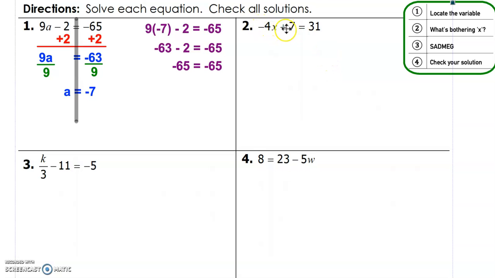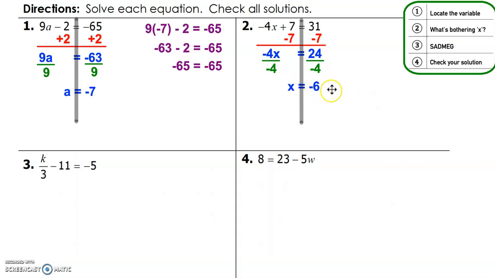Here we have negative 4x plus 7 equals 31. Draw that line through the equal sign. I need to use SADMEG to undo the multiplication and addition. So I'm going to undo the addition first by subtracting 7 from both sides. That's going to leave me with negative 4x equals 24 because I'm subtracting 7 from both sides. Now I need to get rid of the multiplication. So divide by negative 4 on both sides so that x is negative 6. I'm going to plug the negative 6 back in to make sure that it's my answer. So negative 4 times negative 6 plus 7 should be equal to 31. And it is, so we know we did it right.